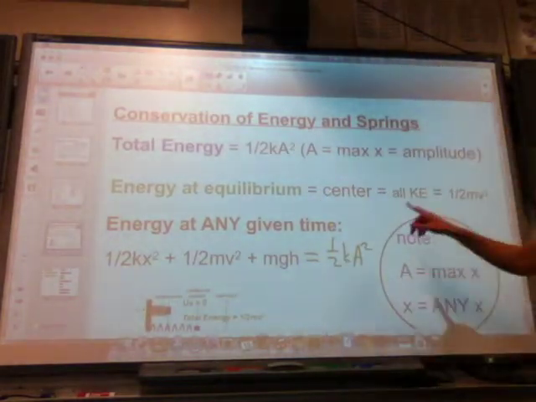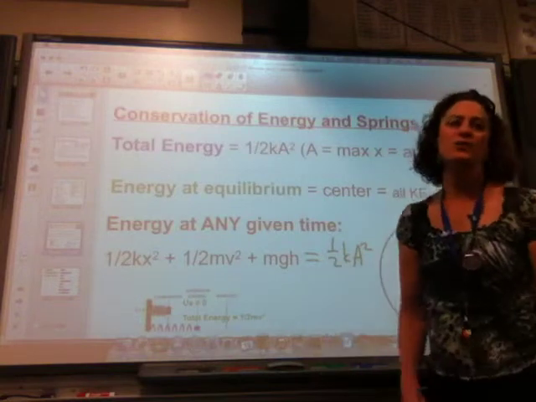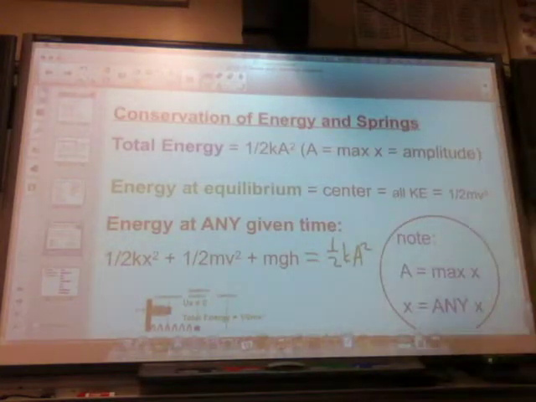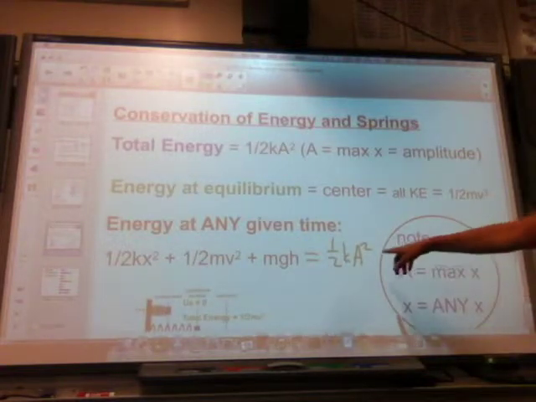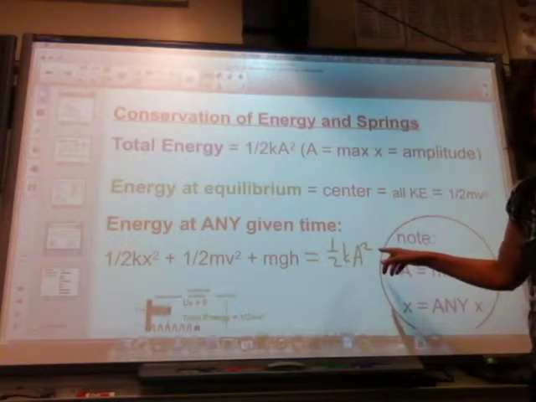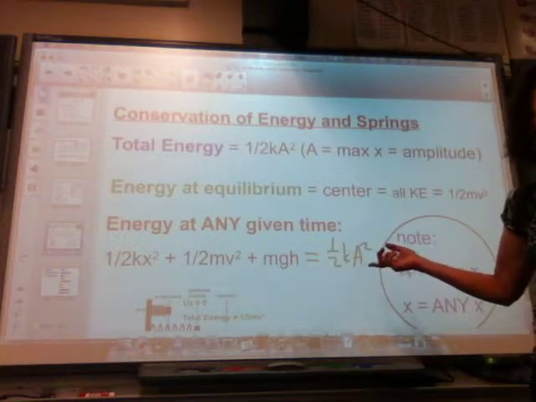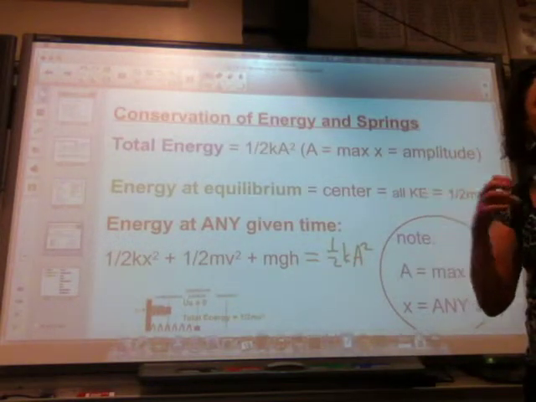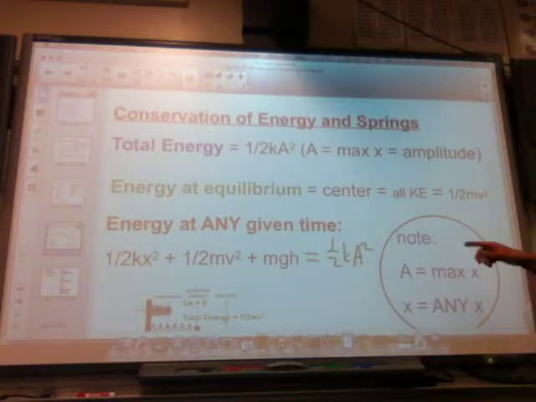Just beware that this A and this X is from equilibrium. They love to give you problems where they say the spring is 1 centimeter and then it gets pulled to 1.1 centimeter. So everybody decides that A is 1.1. But A is really 0.1, right? Because it's the difference from where it started. So make sure you read it carefully.